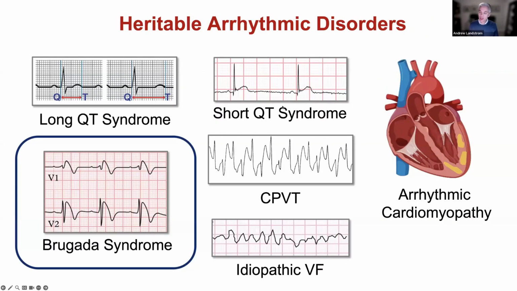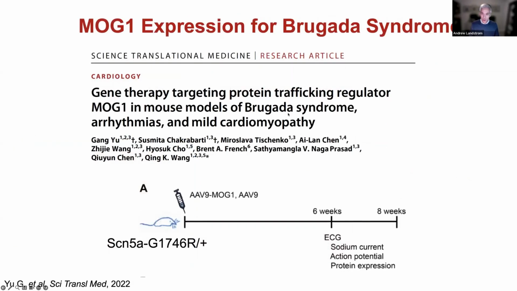What about for Brugada syndrome? Well, Brugada syndrome is due to mutations in the sodium channel, SCN5A. But Brugada is pretty challenging because the sodium channel is really, really, really big. Too big to fit into most adenoviruses. And so here's a really interesting paper from 2022 that actually kind of did a molecular trick.